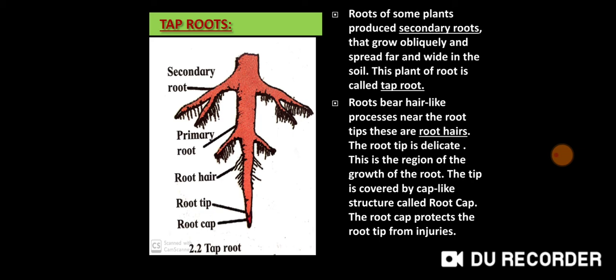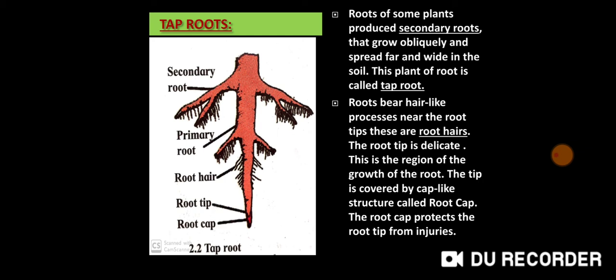See this, in this picture we see the secondary roots. Roots bear hair-like processes near the root tips. These are root hairs. The root tip is delicate. This is the region of the growth of the root. The tip is covered by a cap-like structure called the root cap. The root cap protects the root tip from injuries.